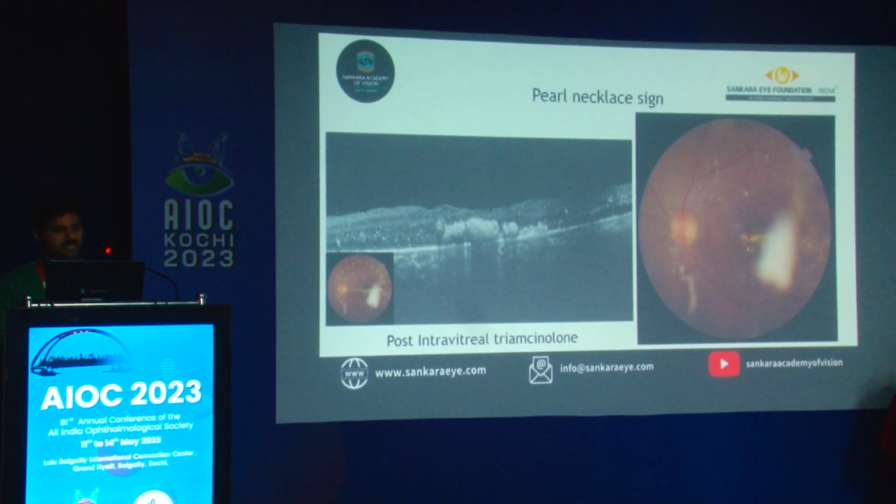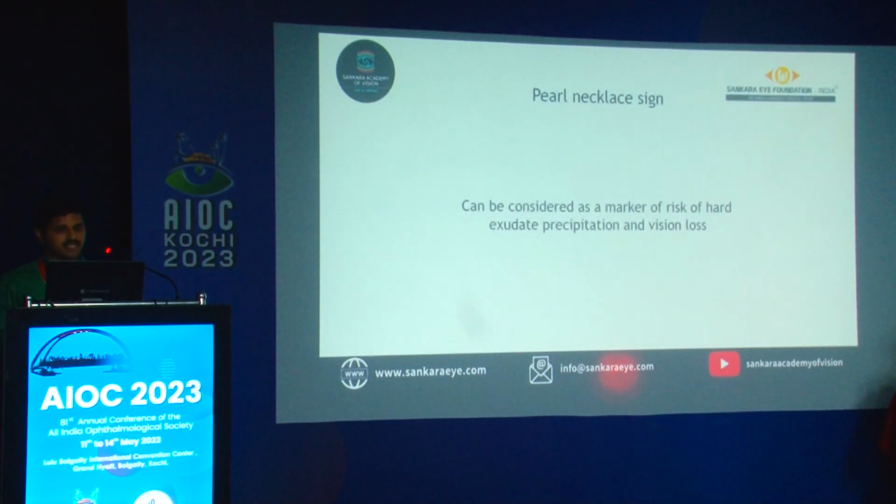So the patient actually maintained a vision of 6/6, did not show any reduction in vision, but it has been reported that the presence of pearl necklace sign can be considered as a marker for a risk of hard exudate precipitation and vision loss following therapy. There are a few small series in which they have noted that those with pearl necklace sign have developed vision loss due to precipitation and aggregation of hard exudate at the center of the fovea following injection.